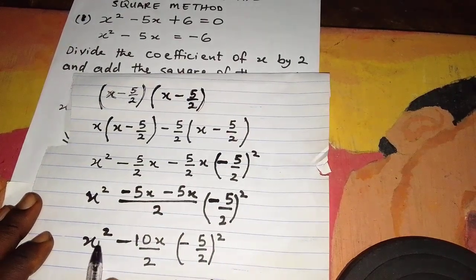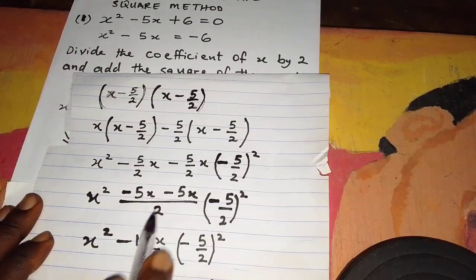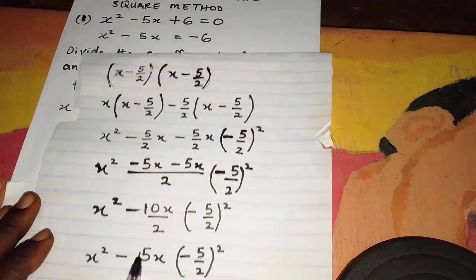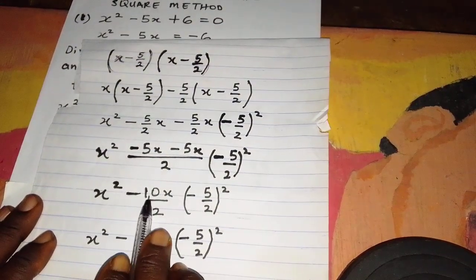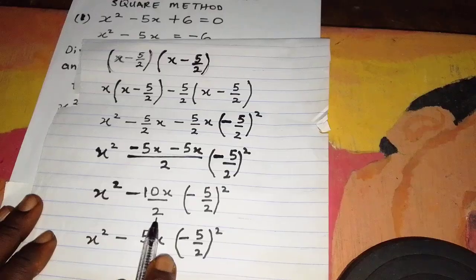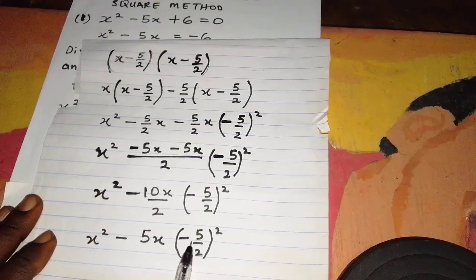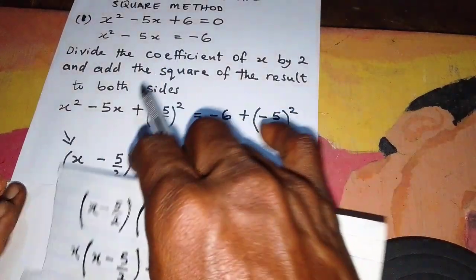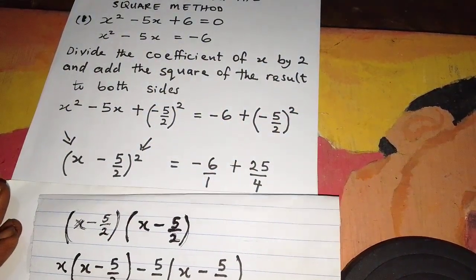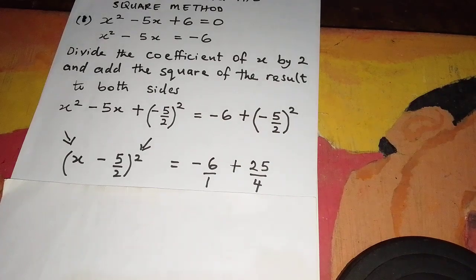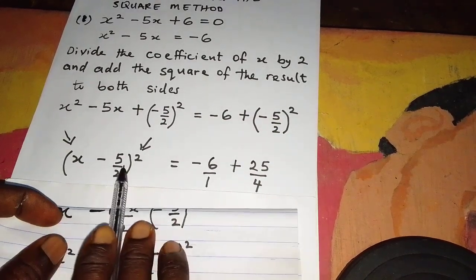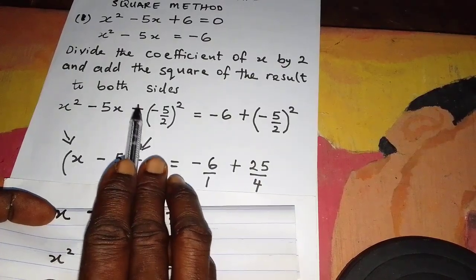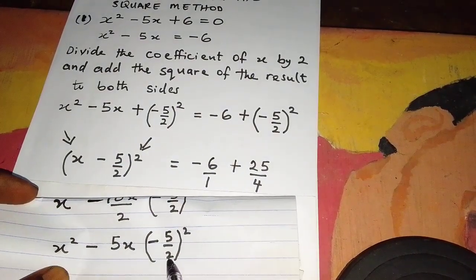So we are now having x squared, minus 5x minus 5x is minus 10x, then minus 5 over 2 squared. So you now have x squared, minus 10x divided by 2 gives us 5x, then minus 5 over 2 squared. You will realize that that is exactly what we are having here. You can see that after expanding, I still got this back: x squared minus 5x plus minus 5 over 2 squared.